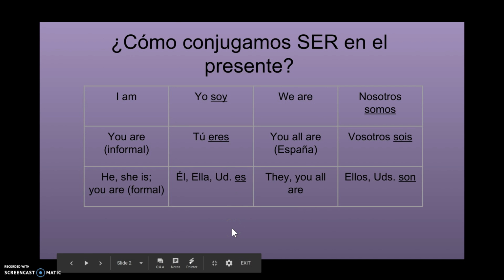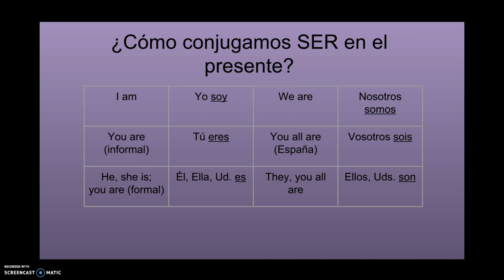The first thing we want to remind ourselves of is how we conjugate the verb ser in el presente. You should write down both the English translations as well as the Spanish verb conjugations in the table on the first page of the notes packet. You can certainly write down the subject pronouns, yo, tú, él, ella, usted, etc. if you would like, but it's not necessary. You should definitely, however, have the translations into English and the conjugations.